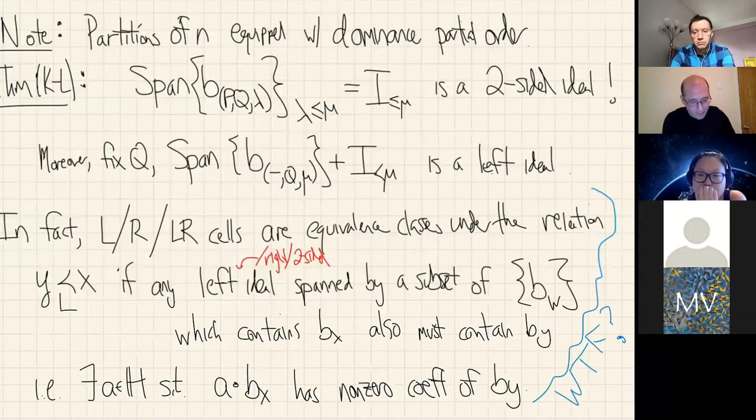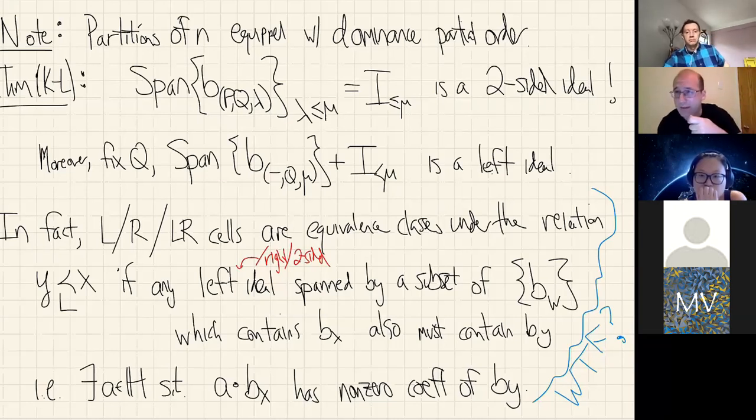So these cells are actually asking the question that if you have an ideal spanned by a subset of your basis, and you contain one basis element, do you also contain another basis element? This gives you a sort of partial order on basis elements. And then the equivalence classes under this are the cells. But you might be asking, why in God's name would you ever consider such a thing? This is maybe a really weird, unmotivated idea. Why would I care about ideals spanned by basis elements?